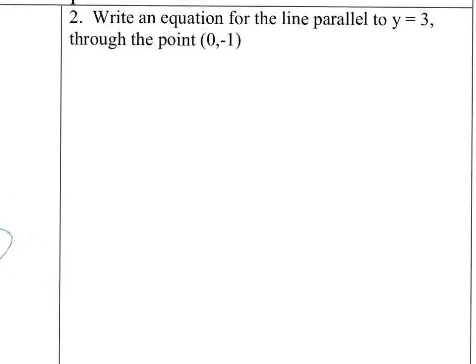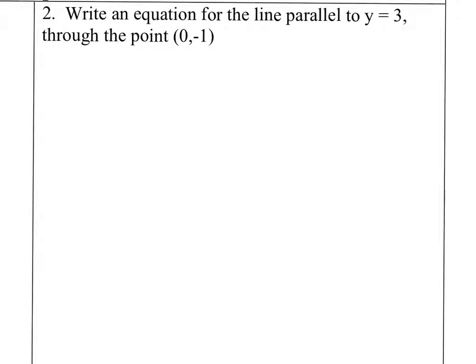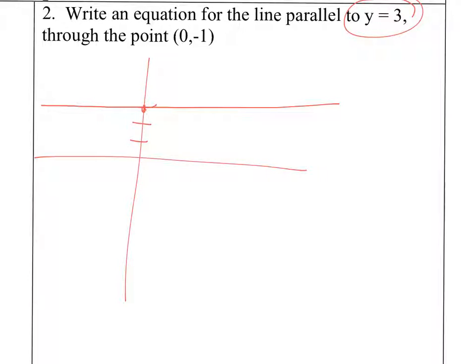Next up, we're writing an equation for a line parallel to y equals 3 through the point 0, -1. First thing I might want to do is take a look at y equals 3. And thanks to Mr. McGillen, who, if you would kindly mention to him that I mentioned him in a spiral review, we know that if y equals 3, 1, 2, 3, I'm going up the y-axis, I know this is a horizontal line through y equals 3.